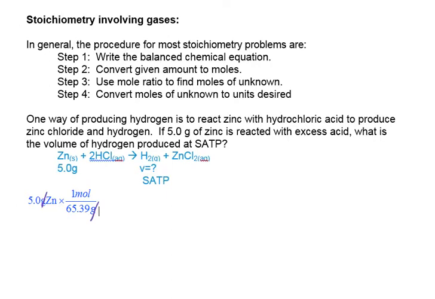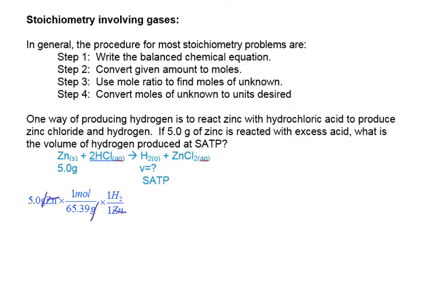Our next step is convert to our unknown, right? Use our mole ratio. So in this case, our ratio is going to be between zinc and hydrogen. We want to get rid of zinc, so it goes on the bottom. Hydrogen goes on top. And again, we can look at how these things cancel, right? It's our substance canceling this time.